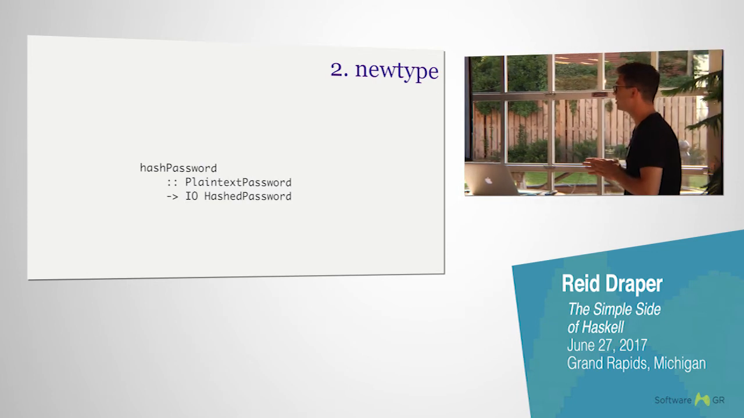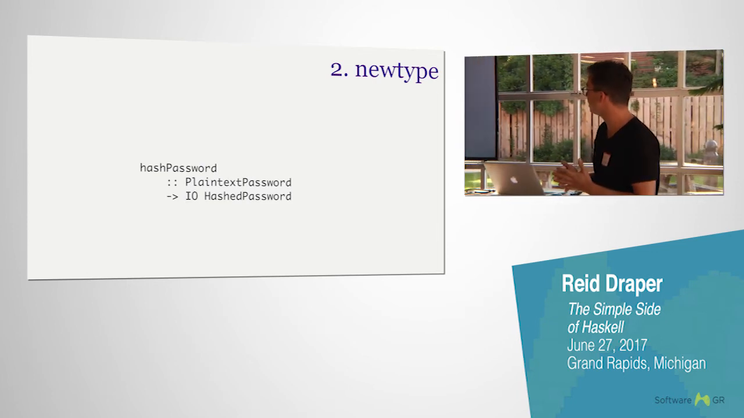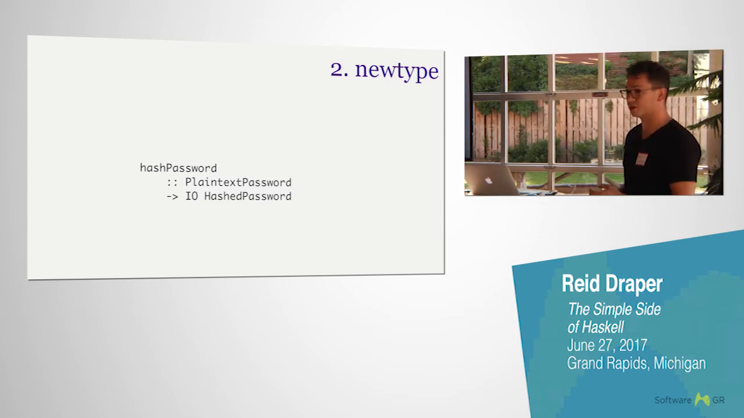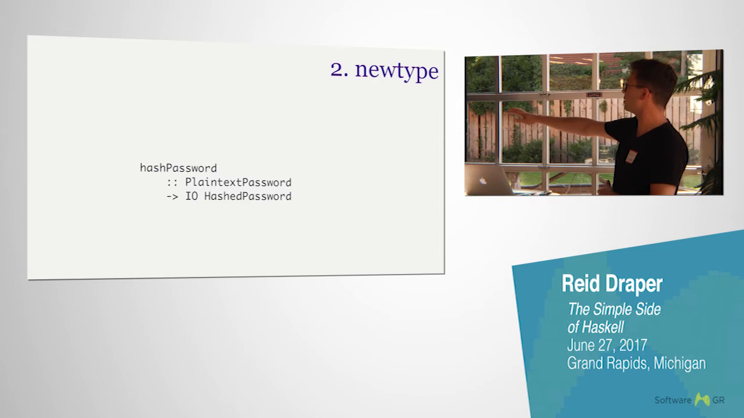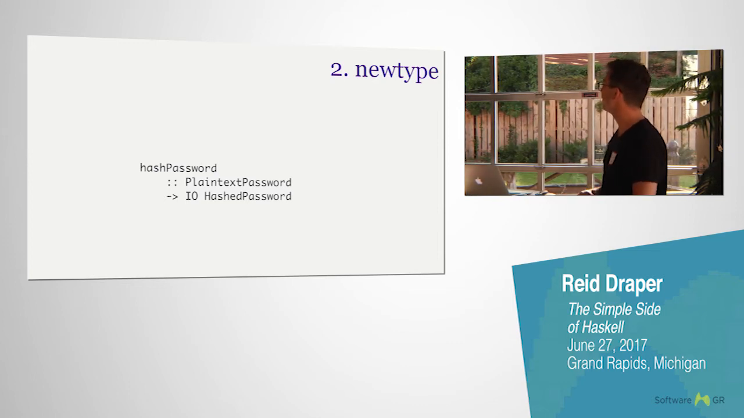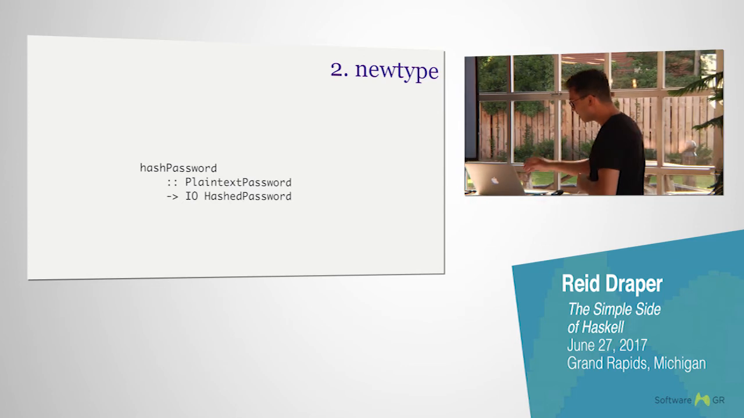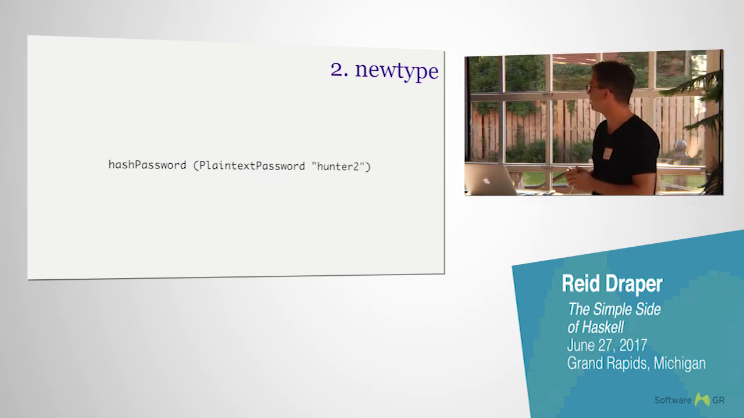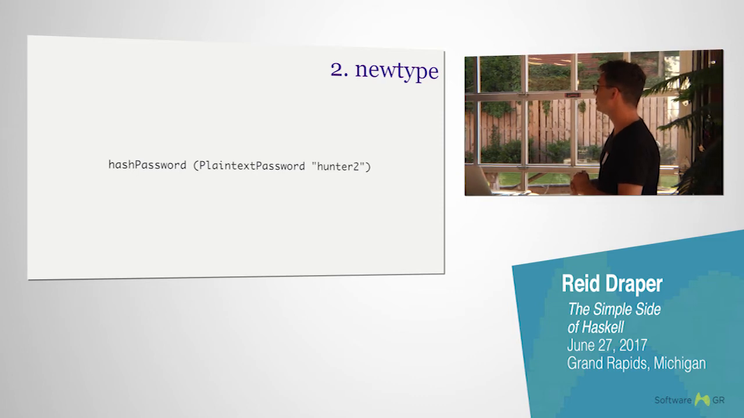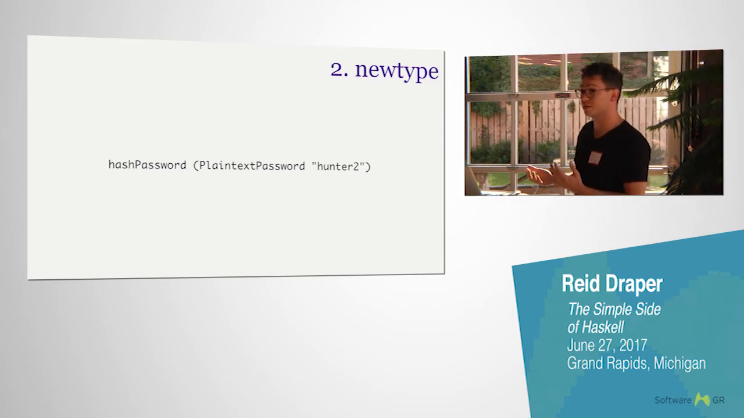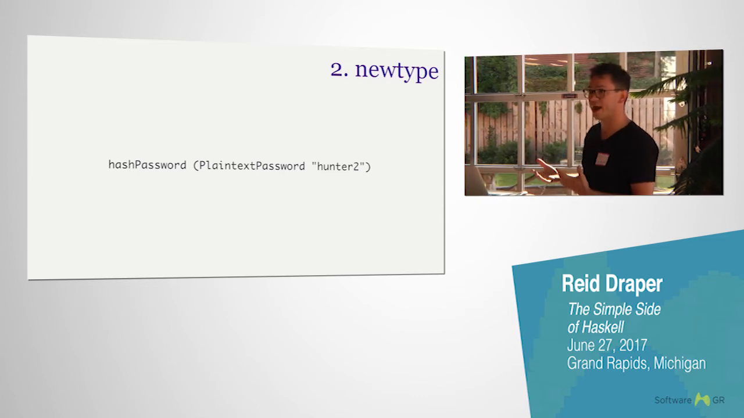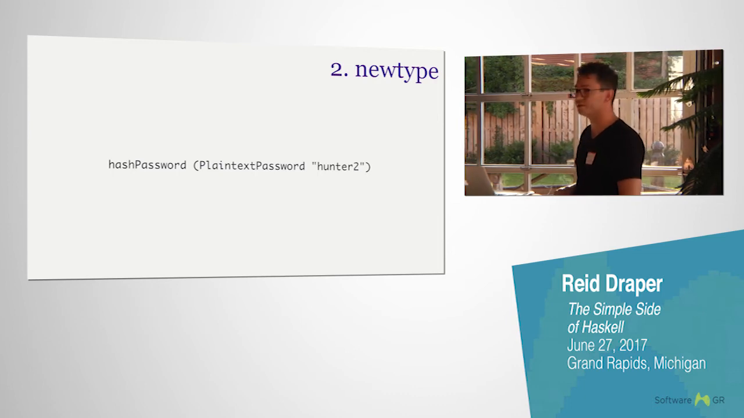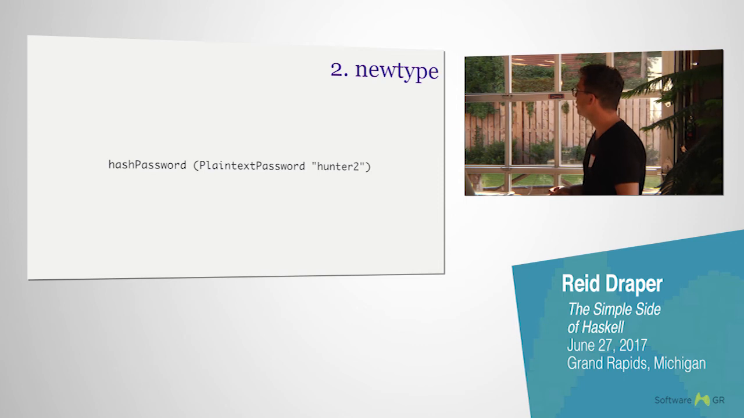And in order to allow the user to create a hashed password type, or our fellow developer, we're going to create a function called hash password. It takes a plain text password, and then it returns a hashed password. We can ignore this IO monad bit here for now. So when we call the function, we say hash password. We're going to call something called a constructor. This is how we actually create a plain text password from a string. And now we get our hashed password, and we can provide it to the store password in database function.